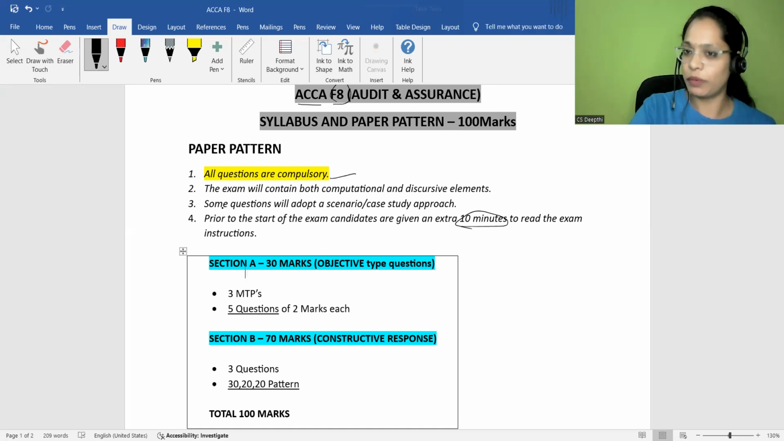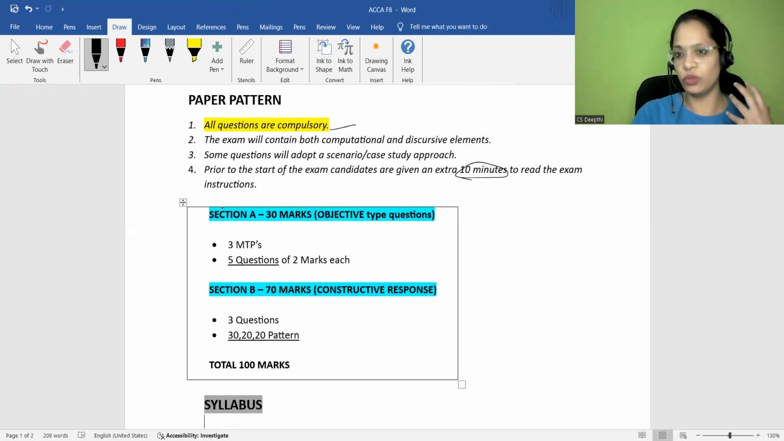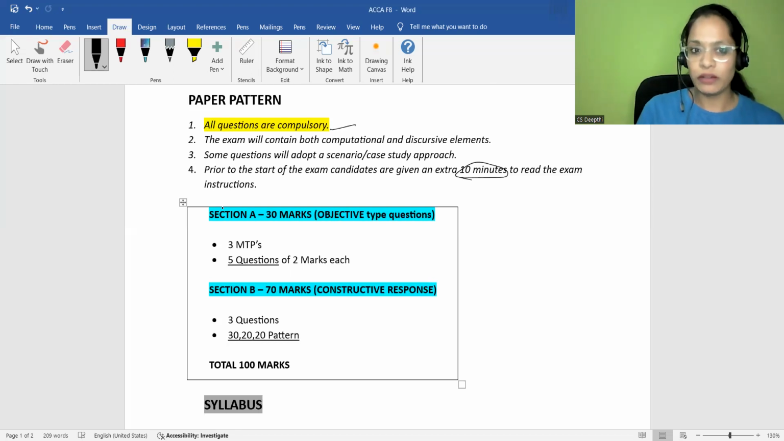And what is your paper pattern? Before you start preparing for your F8 paper, understand the paper pattern first. How to know the paper pattern: check previous year questions or mock test papers and try to make a format before you begin to revise the syllabus or study the subject. That is my first advice. So the paper pattern is something like this.